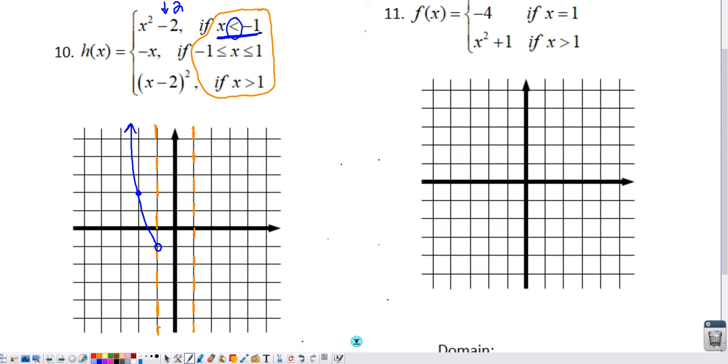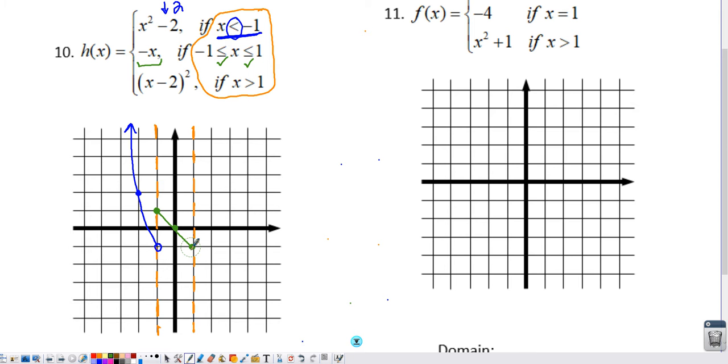And now I'm going to do the same exact thing with the middle function. The middle function I'm going to do in green here. This is just a line with a slope of -1 going through the origin. So I'm going to go origin. And the slope of -1 is up and to the left, and then down and to the right. And I have all of them closed. I need to double check. Closed and closed because they're under.